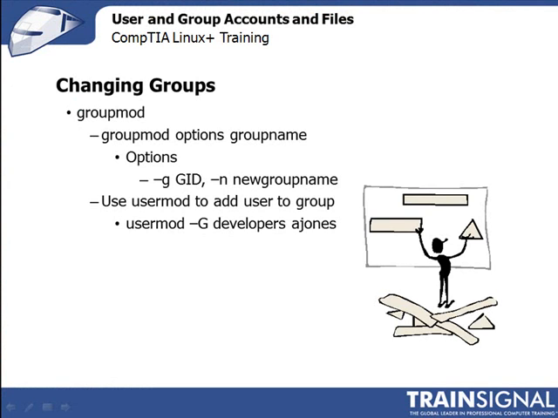So we've created our groups, but find that we need to make a quick change. You use the command groupmod to do so. The groupmod options are -g for group ID to change the group ID. Then you have -n to specify a new group name. Also, you use the usermod command to add users to a group. The syntax is usermod -G followed by the name of the group followed by the username. Let's test this out at our terminal window.